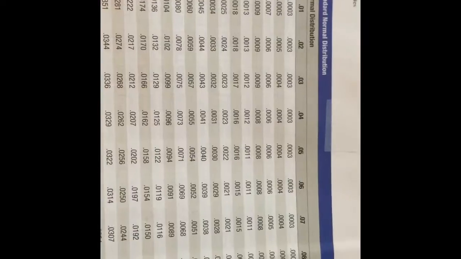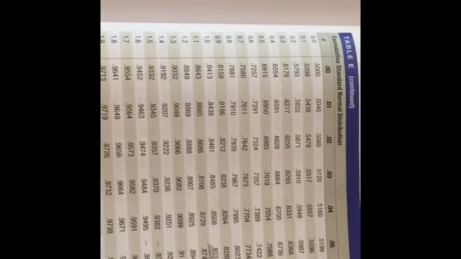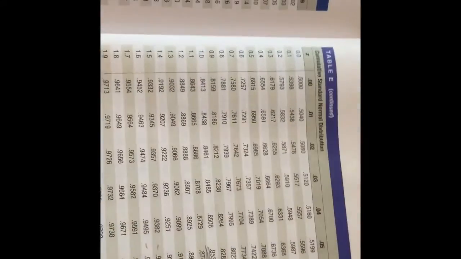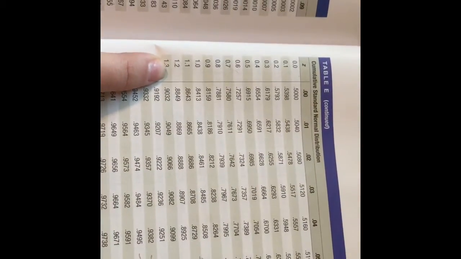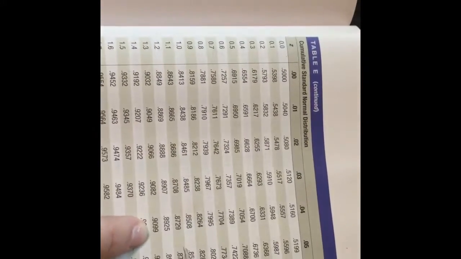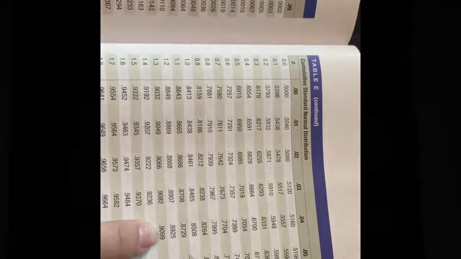For example, we see that the horizontal line is the 100th place and that the vertical line is a whole number and the 10th place. You can also see that it is used without negatives as well. So let's use, for example, 1.34. So basically we need to go to 1.3, then we go to the 100th place, 4, and we get 0.9099. That's your probability.